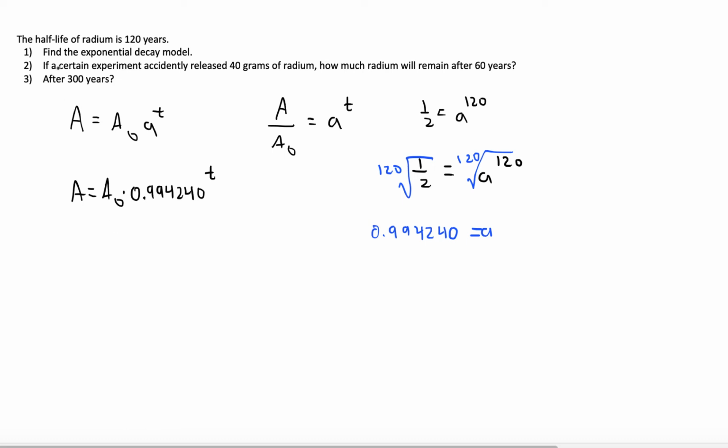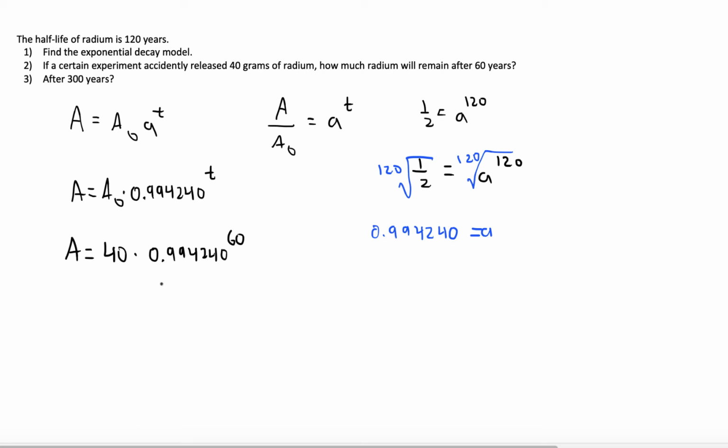All right, so now the second question says, let's say a certain experiment accidentally released 40 grams. How much will remain after 60 years? So that'll be the A naught. Let's say that the initial size was 40. If the initial size was 40, then how much will remain after 60 years? We want to calculate this quantity right here.